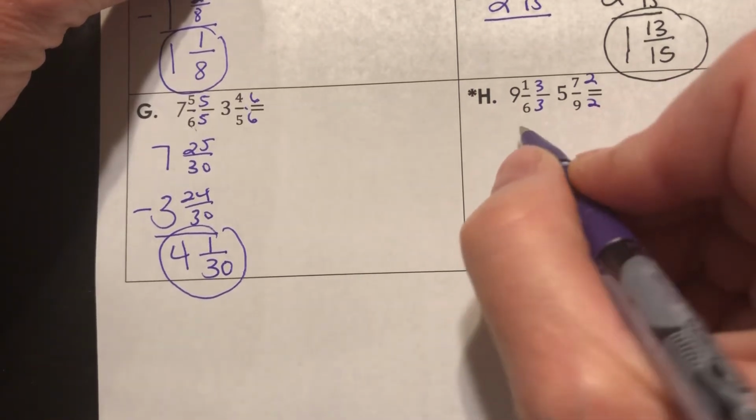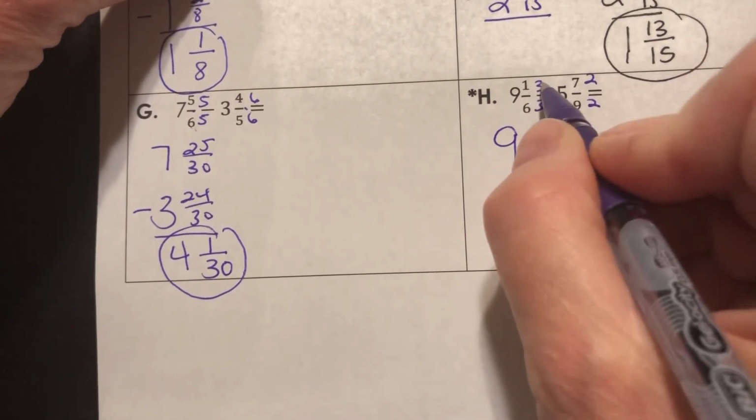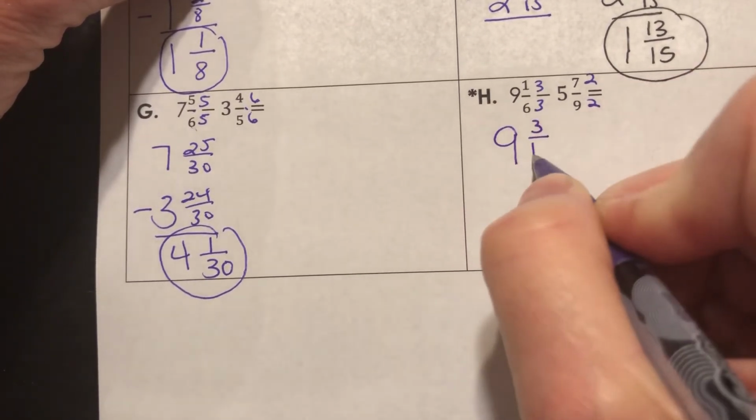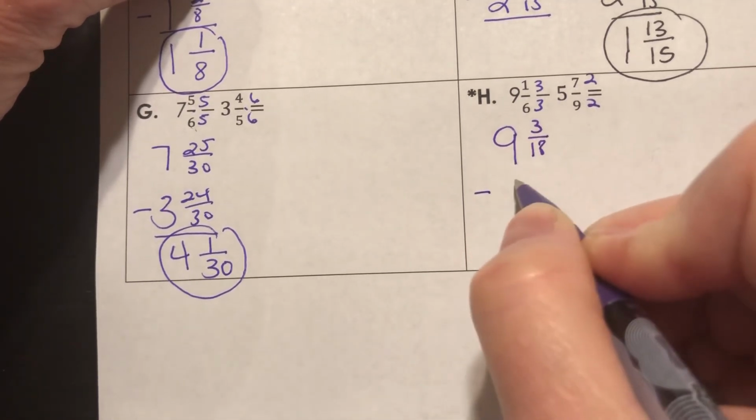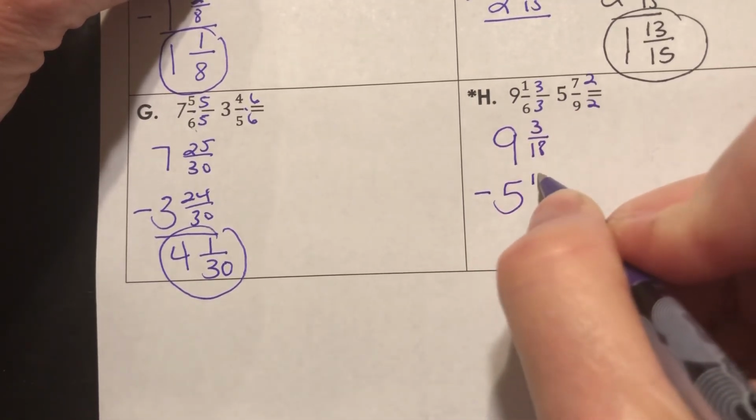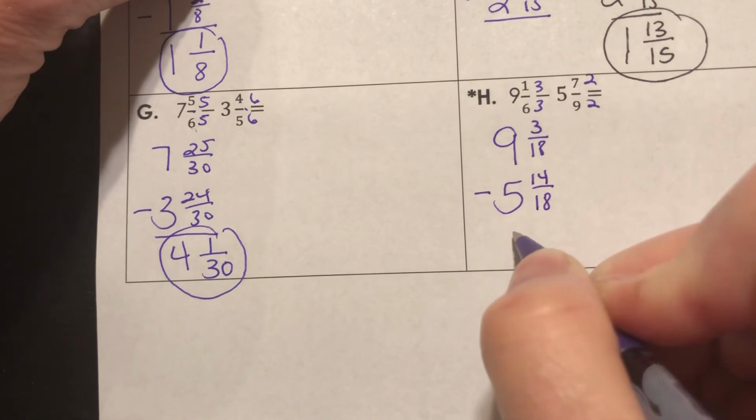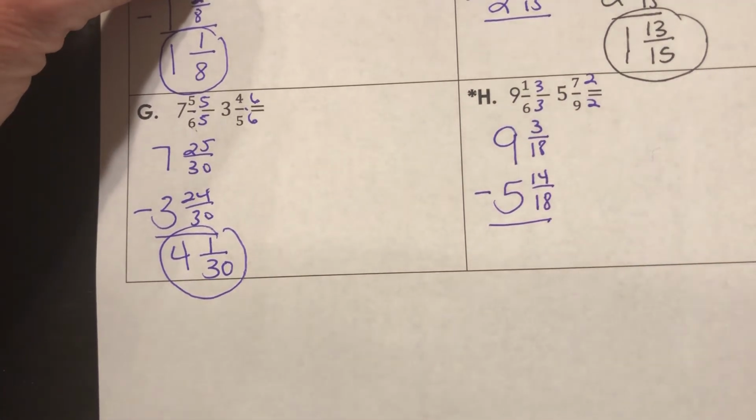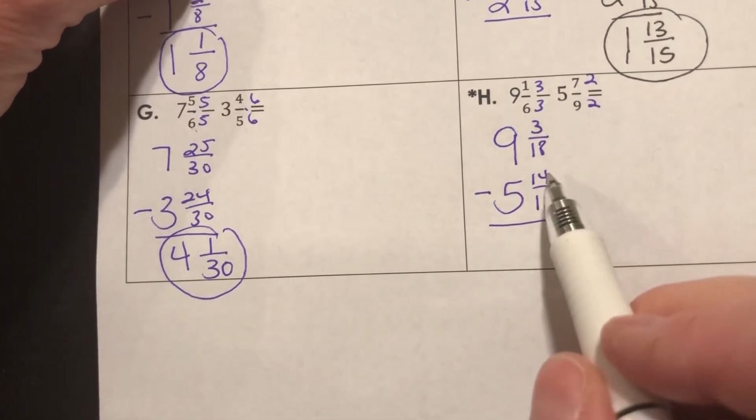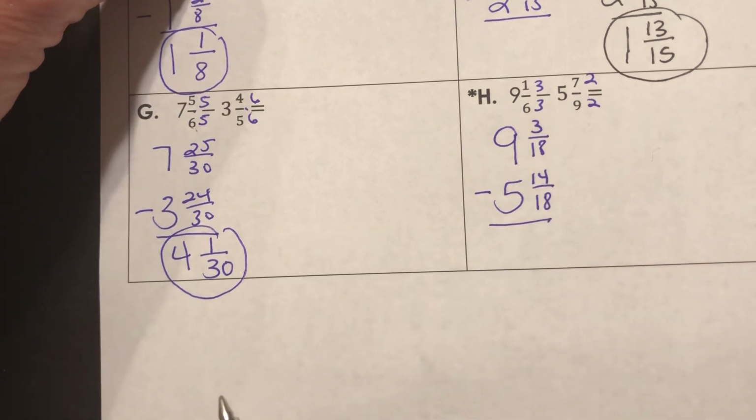So our new problem would be 9 and 1 times 3 is 3, 6 times 3 is 18, minus 5 and 7 times 2 is 14, and 9 times 2 is 18. Now we have a common denominator, right? However, we have a problem. I can't take 14 away from 3. So I have to borrow.